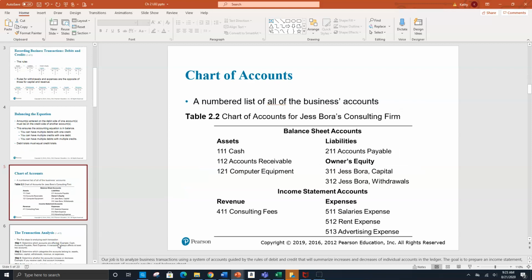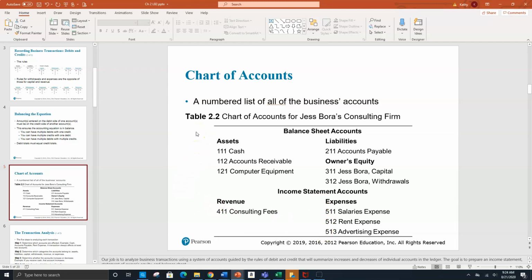Okay, a chart of accounts is a numbered listing of all the business's accounts. Here is an example of Jess Bora's consulting firm chart of accounts. Every single company out there has a different chart of accounts. The numbering scheme could be different. Generally though, assets always start off with a 1, liabilities start off with a 2, owner's equity starts off with a 3, revenues start off with a 4, and expenses start off with a 5.